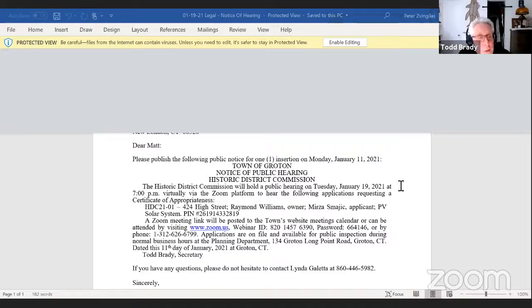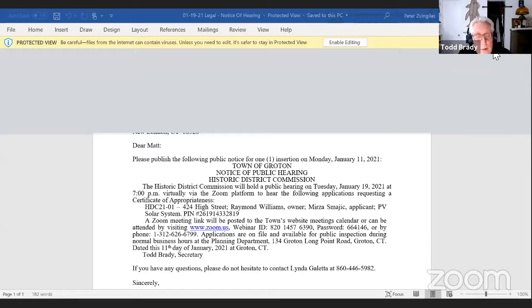Okay, we'll start over. Dear Matt, please publish the following public notice for one insertion on Monday, January 11, 2021. Town of Groton, notice of public hearing, Historic District Commission. The Historic District Commission will hold a public hearing on Tuesday, January 19th, 2021 at 7 p.m. virtually via the Zoom platform to hear the following applications requesting a certificate of appropriateness. HDC 21-01, 424 High Street, Raymond Williams, owner, Mirza Smajic, applicant, PV Solar System, pin number 26191433-2819.